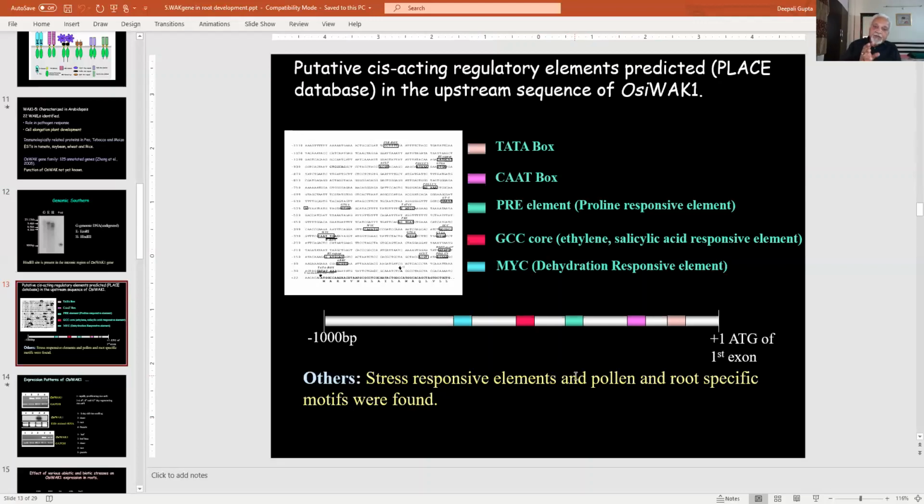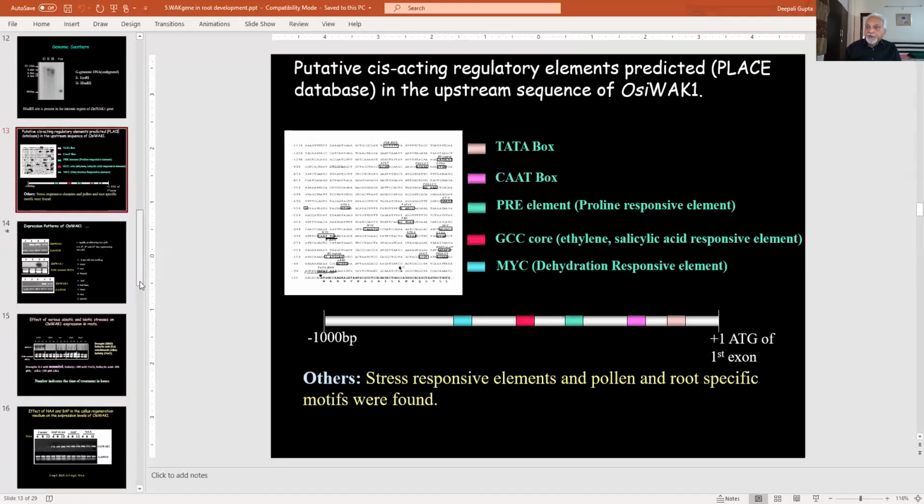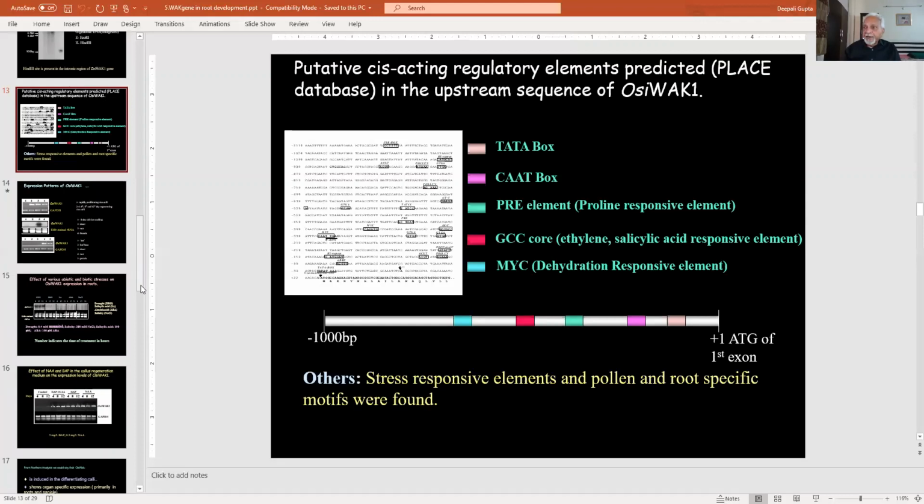It means that the presence of these elements makes this gene express under conditions of ethylene, salicylic acid, or dehydration, and the presence of pollen and root specific motifs makes this gene express in an organ specific manner. Now keep this in mind. This is very important information which was generated. So after knowing that the gene amplified is part of the genome, and that it had relevant response elements in it, which is what we were looking for, here we see the organ-specific motifs.